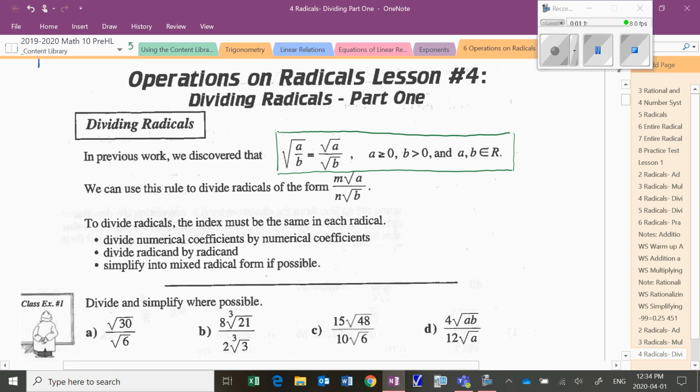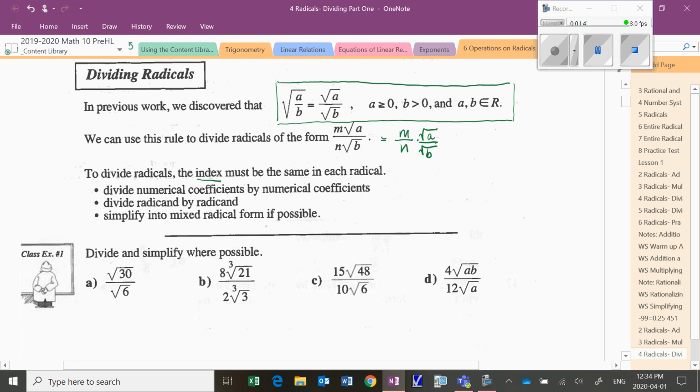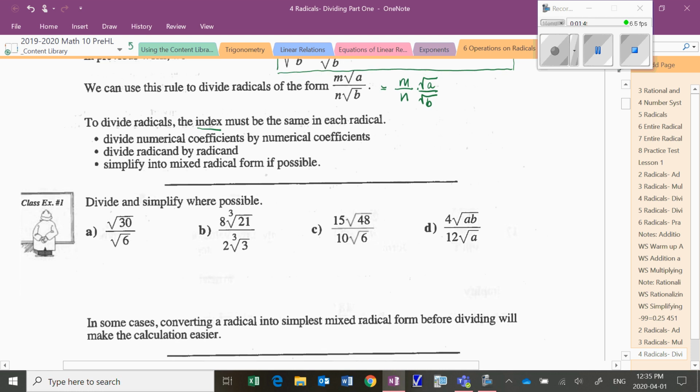So if we take a look at m times square root of a divided by n square root of b, what we could do is separate those to m over n, and simplify, reduce that fraction, times root of a divided by root of b. So you can simplify radical with radical, provided that the index is the same, and then simplify coefficient with coefficient as well. Another option to look at is simplifying into mixed radicals.